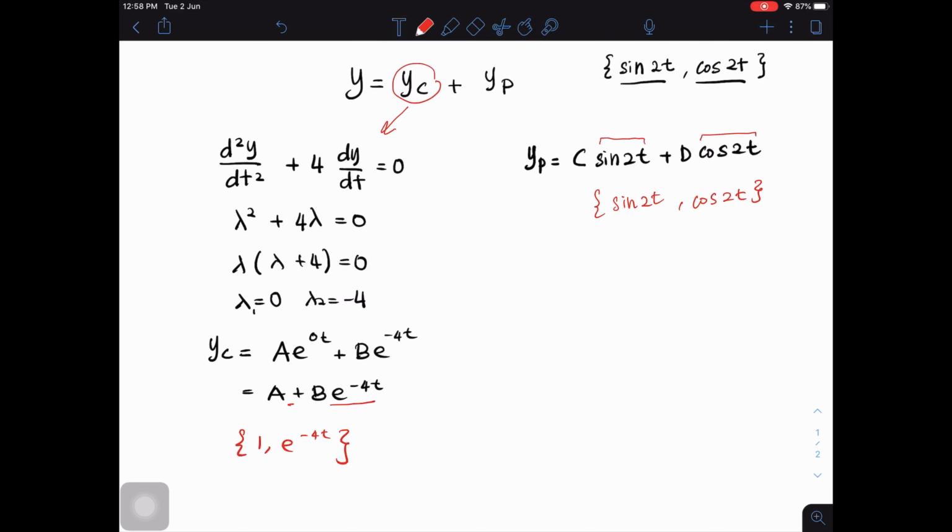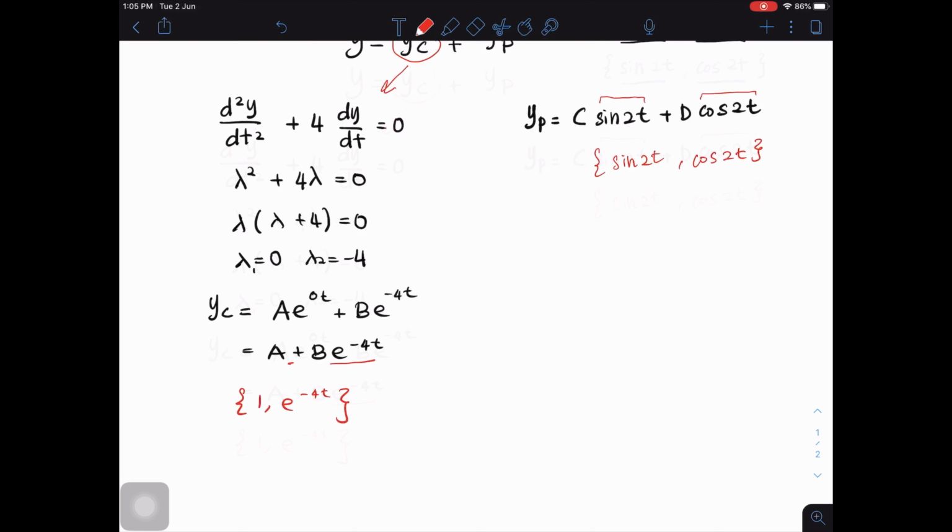Okay, and you compare both y1 and y2 in yp and yc, that the y1 and y2 for yp and y1 and y2 for yc is not related at all. Means that you cannot get here from here. Okay, you do any process, you cannot get here from here. Okay, so it's not related.